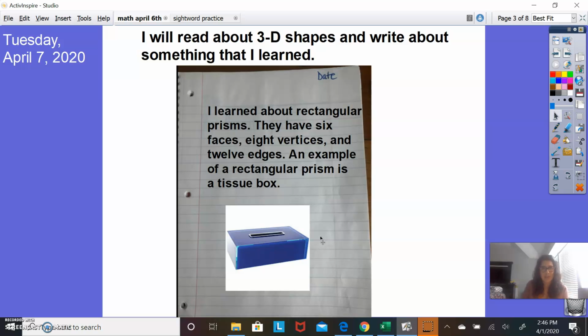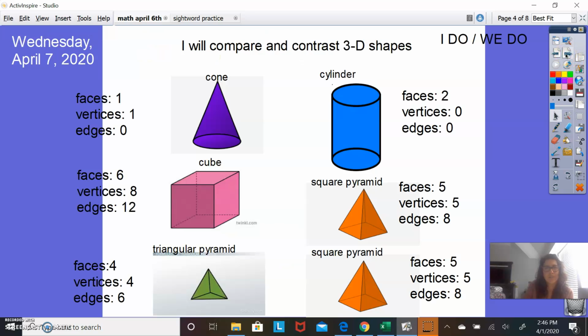So that was Tuesday. We're going to move on to what we talked about Wednesday. Wednesday, we worked on comparing and contrasting our 3D shapes. Remember, when we compare and contrast, that means that we're talking about what are things that are the same and what are some of the things that are different between our shapes.